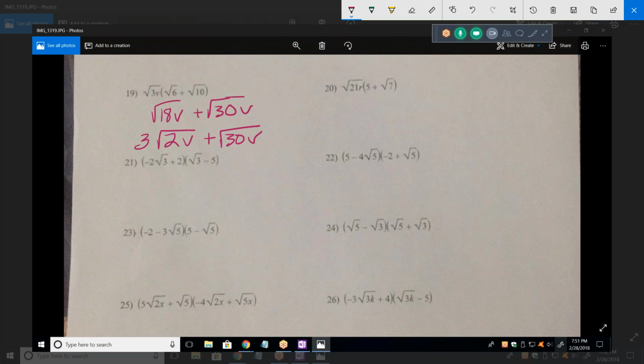Yeah. Now you could factor it into 15 and 2, and then you could factor out a square root of 2v, but that's all you would be able to do. So I don't know why that would necessarily be advantageous. I think this would be the right answer. Yeah.